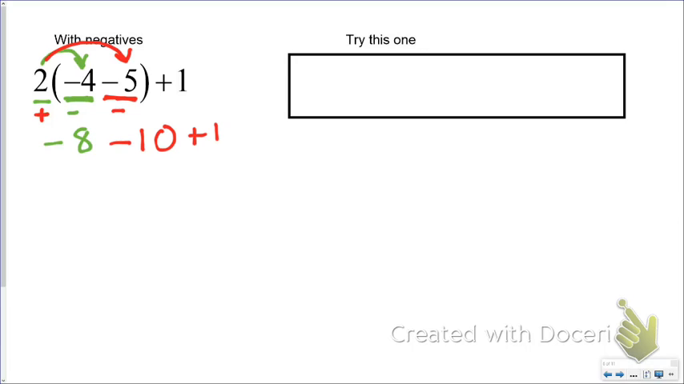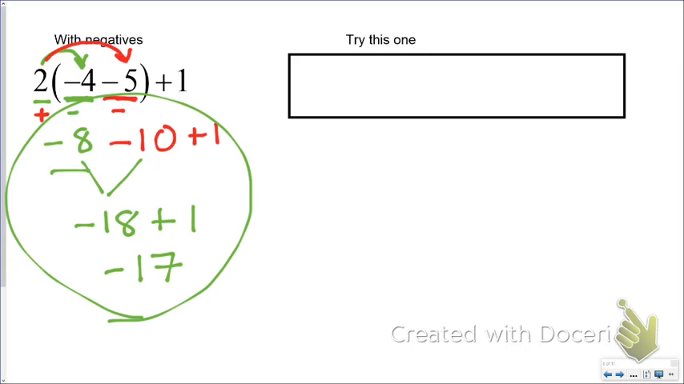And then I would bring down my plus 1. Negative 8 plus negative 10, or negative 8 minus 10, I should say, is negative 18. If I'm adding 1 to that, I'm going to get a negative 17. If you need help with this part of it, you should probably go back and review levels 3 and 4, how to add and subtract integers. Time for you to try it.